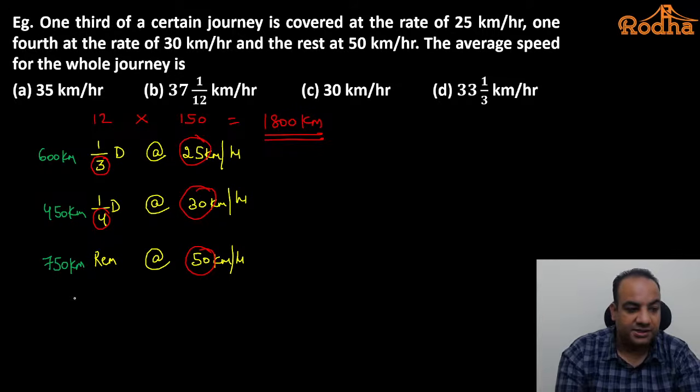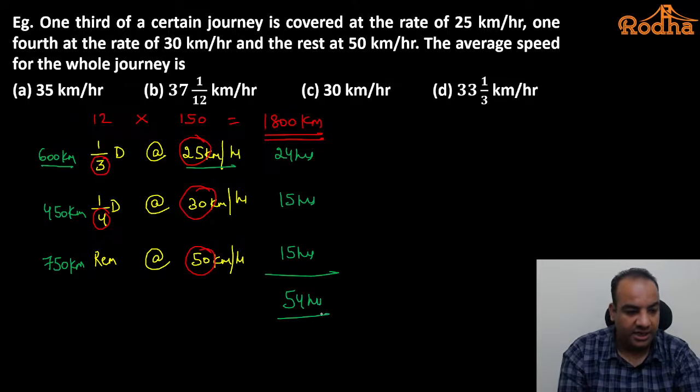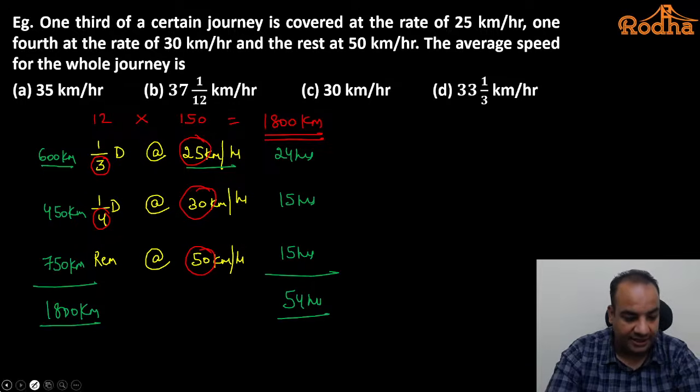Now, if a person travels 600 kilometers at a speed of 25 kilometers per hour, the time taken is distance upon speed, that is 24 hours. If he covers 450 kilometers at 30 kilometers per hour, the time taken is 15 hours. If he covers 750 kilometers at 50 kilometers per hour, the time taken is 15 hours. So the total time taken is 54 hours, and the total distance covered is 1800 kilometers. Now we have to find the average speed of the entire journey.